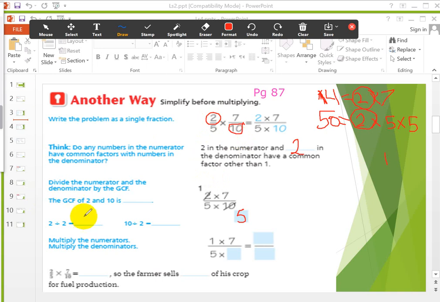Why will I do this? If you divide 2 by 2, the answer will be 1, and 10 divided by 2, the answer will be 5. I will do that because, look, the numbers become smaller. That means this 2 becomes 1, and this 10 becomes 5.